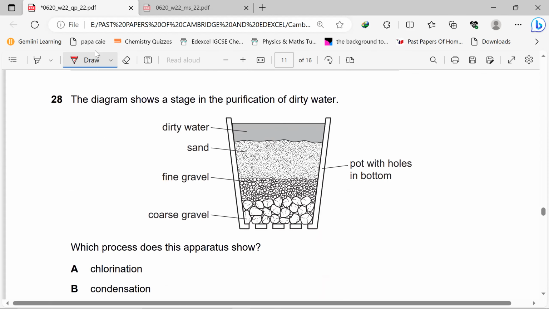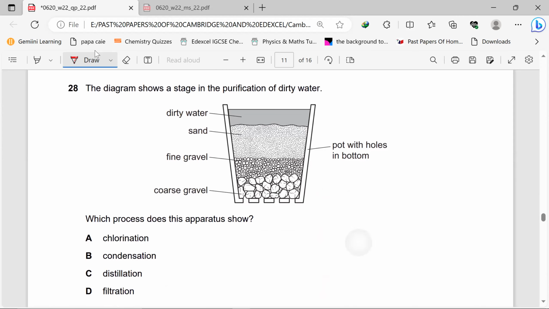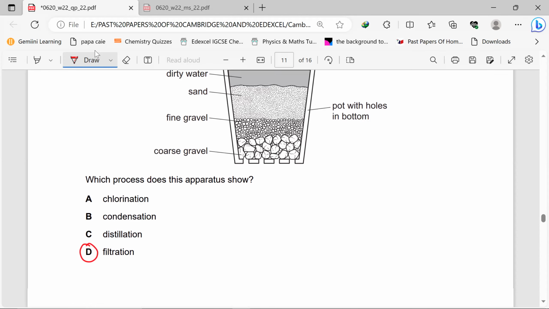Next point, the diagram shows the stages in the purification of dirty water. The diagram shows dirty water, then sand, then fine gravel, then coarse gravel, and a pot with holes in the bottom. Which process does this apparatus show? The dirty water is filtering through the sand, fine gravel, and coarse gravel in order to get pure water. So it's definitely filtration. These are acting as filter papers. That's it.